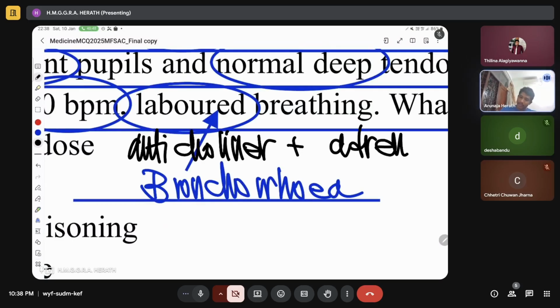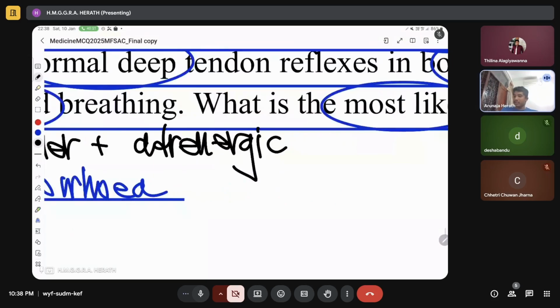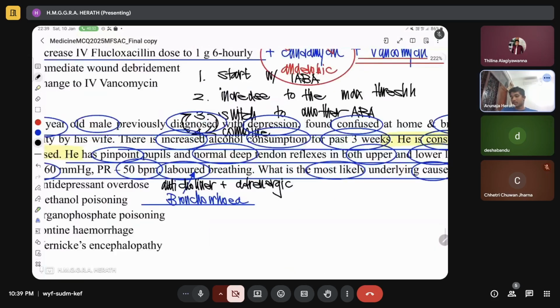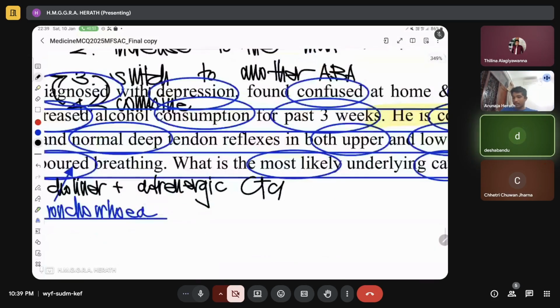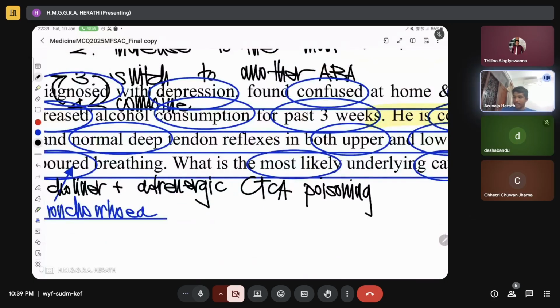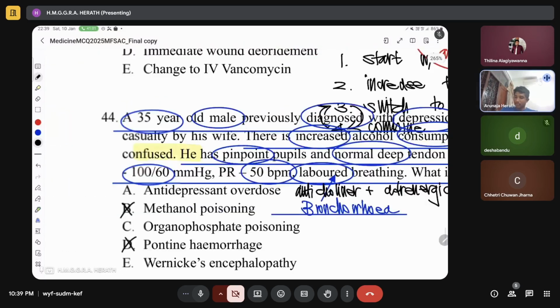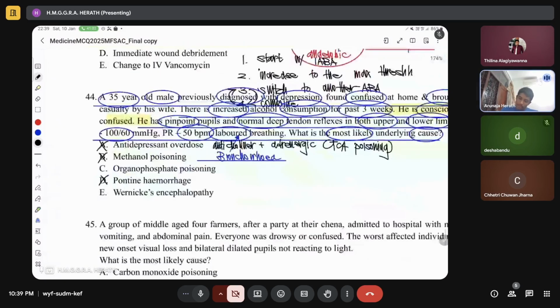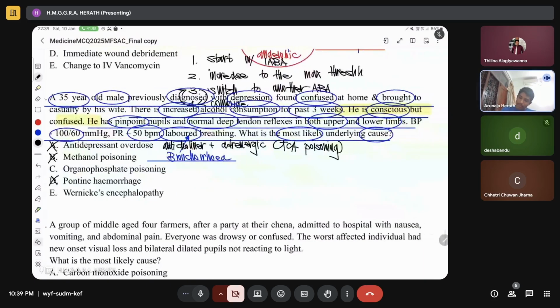What is the commonest antidepressant that can be toxic in overdose? Tricyclic. There you will get ventricular tachycardia, so you won't get bradycardia. This is also wrong. So out of the ones that are given, what do you think is the likely diagnosis?